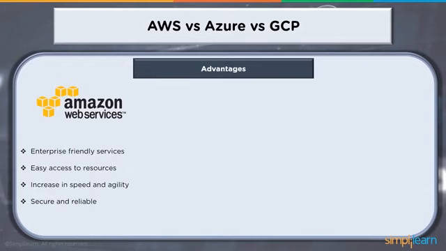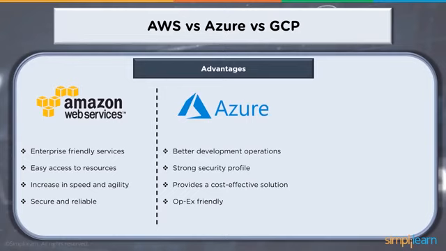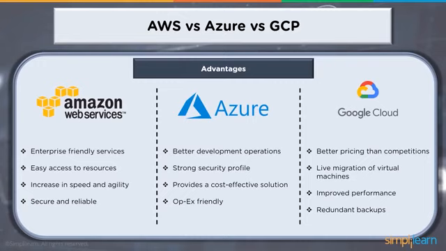When it comes to advantages, Amazon Web Services has enterprise-friendly services, easy access to resources, increased speed and agility on demand, and takes care of the security and reliability of the resources offered. Azure has better development operations, a strong security profile, a lot of cost-effective solutions, and is operation-execution friendly. With Google Cloud, one of the key features is better pricing than competitors, live migration of virtual machines, which really interests organizations that want to modernize their infrastructure without any disruption in their existing services, improved performance, redundant backups, and so on.